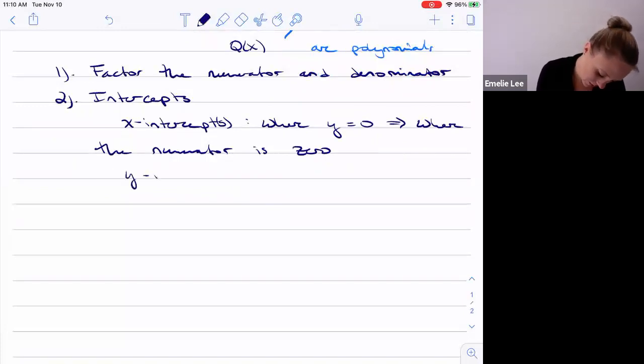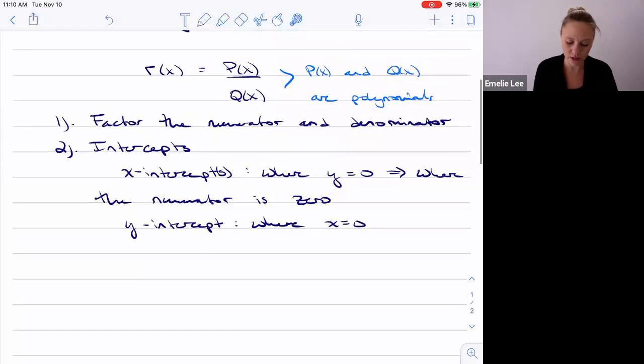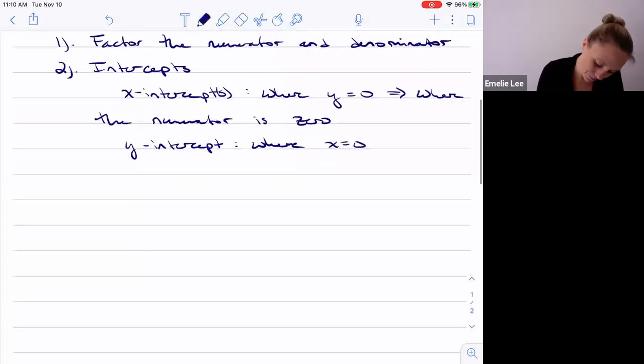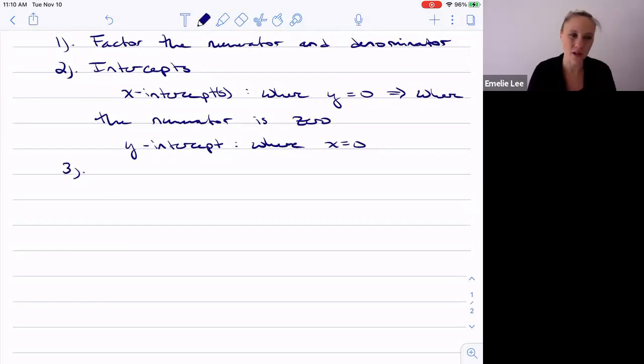The y-intercept is where x equals 0, right? So what you do is you plug in x equals 0 and figure out what y is, what r of x is. And so finding the y-intercept is the easiest. I would recommend plugging it into the original equation unless you're super confident in your factoring. I encourage you to check your factoring, but it's always safest to just put it into the original equation.